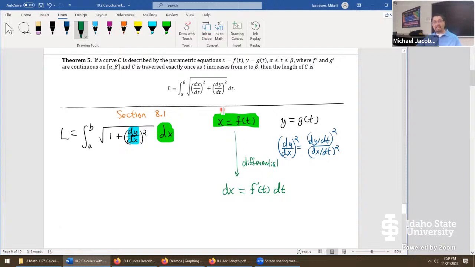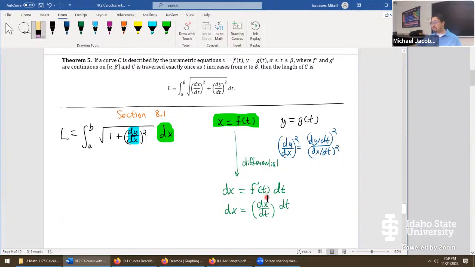So if x is equal to f of t, then f prime of t is dx/dt. So this turns into dx equals dx/dt dt. Really kind of weird, but all we've done is change from prime notation here back to Leibniz notation. For the purpose of getting to that spot, we need our dx/dt described.